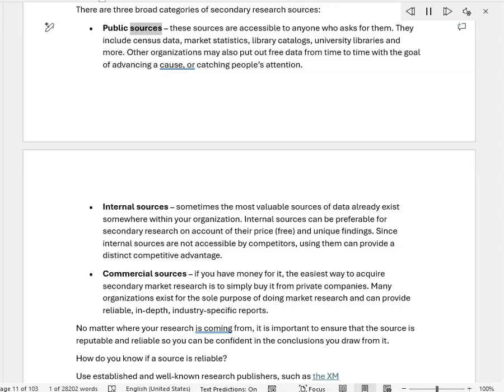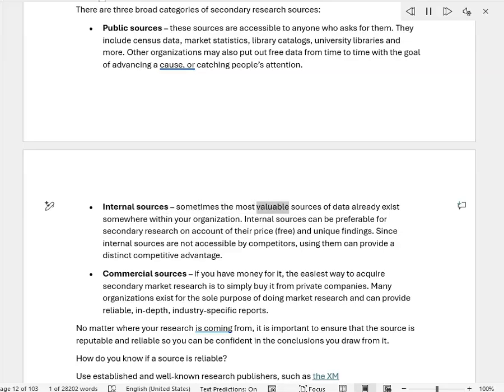Public sources. These sources are accessible to anyone who asks for them. They include census data, market statistics, library catalogs, university libraries and more. Other organizations may also put out free data from time to time with the goal of advancing a cause, or catching people's attention.